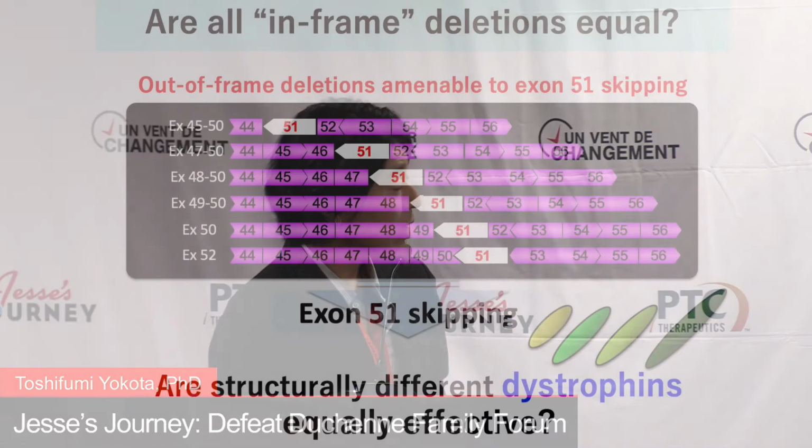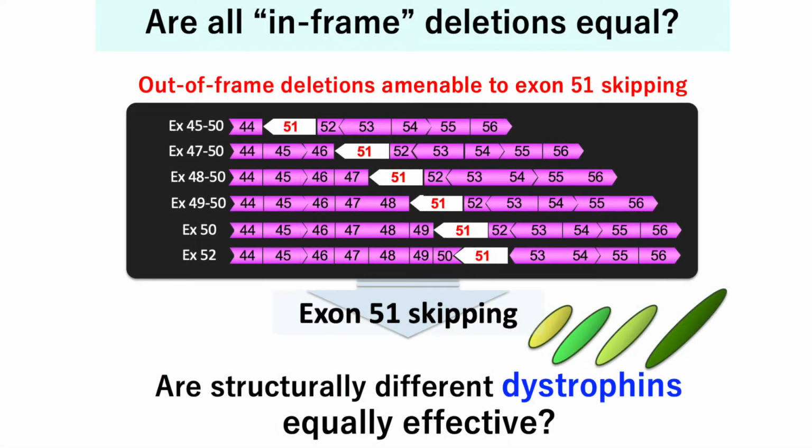We started this project from the observation in BMD patients. Our big question is whether all in-frame deletions are equal. In-frame deletions are certainly better than out-of-frame mutations, but we found that not all in-frame deletions are equally good. Some in-frame deletions are strikingly good, almost the same as full-length dystrophin.